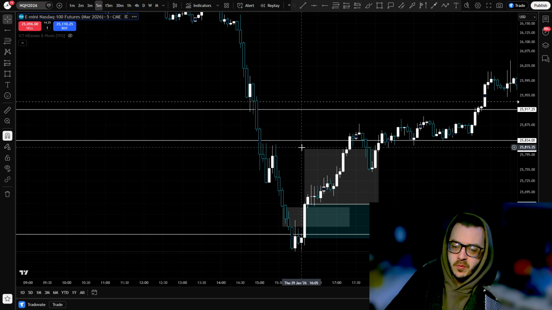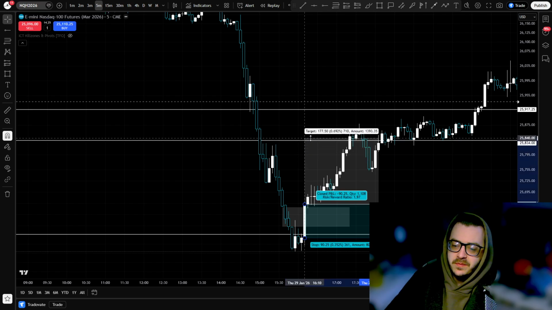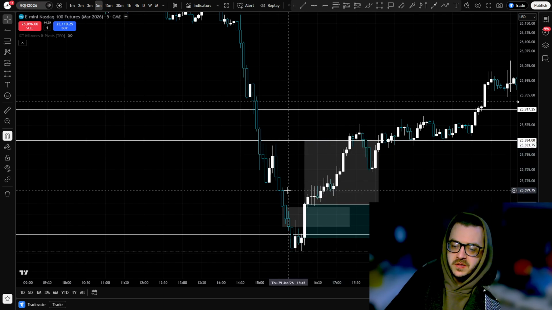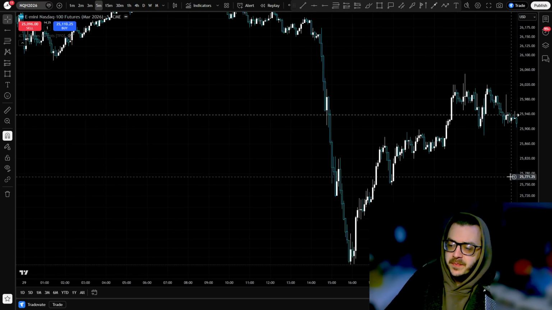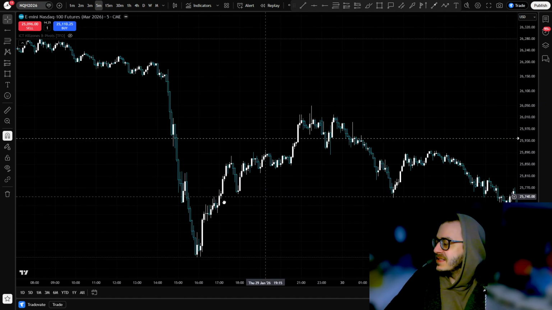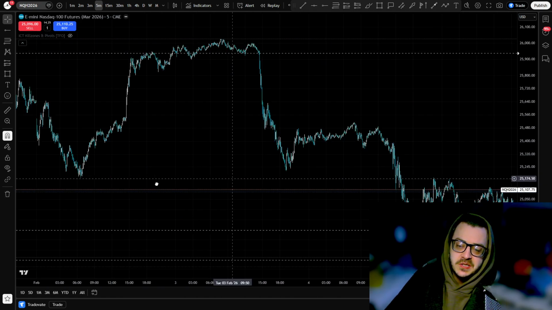As you can see, I only took this with 1 micro, but I actually made about $300 or $400 on this by trailing my stop. As you can see, this worked. This was perfect. And that's it, guys. It's really not rocket science. I just wait for conditions that suit me.